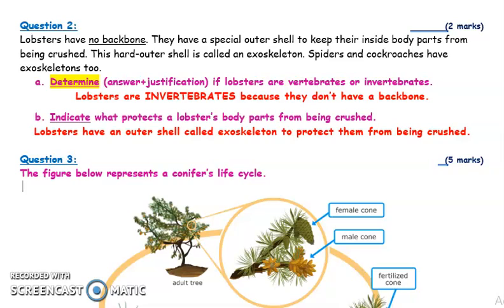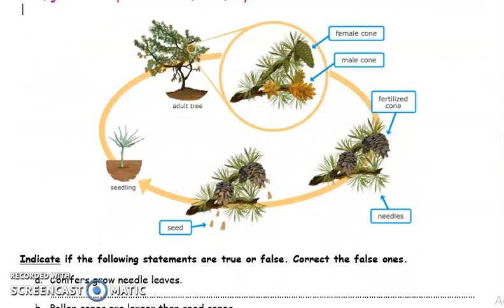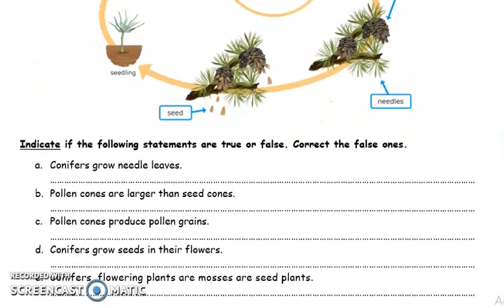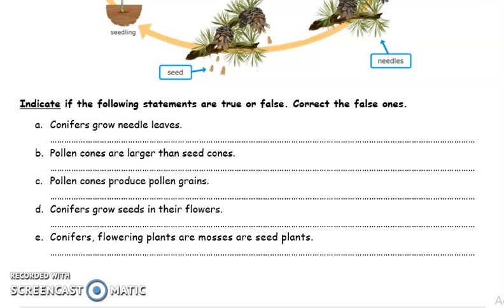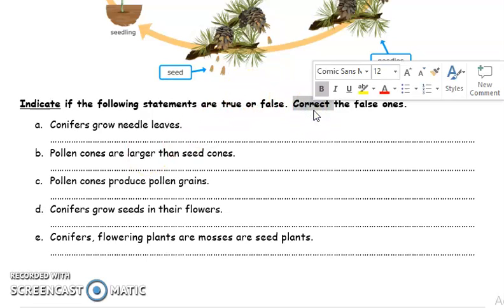Question number 3, we're talking about conifers. Let's see. Are the following statements true or false? Don't forget, we have to correct the false statements.